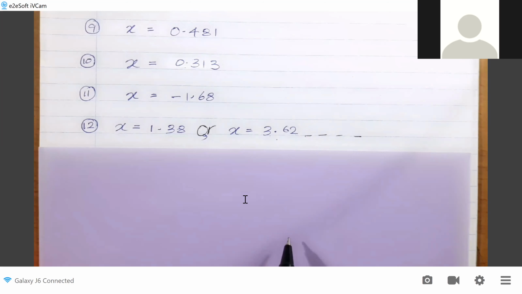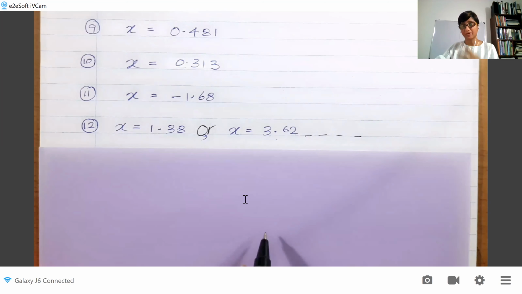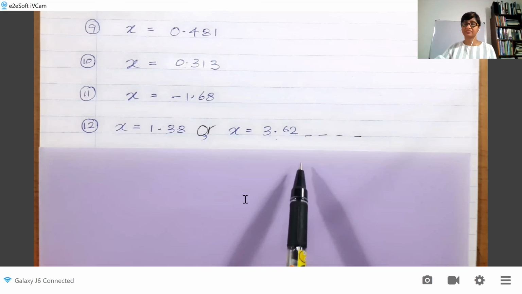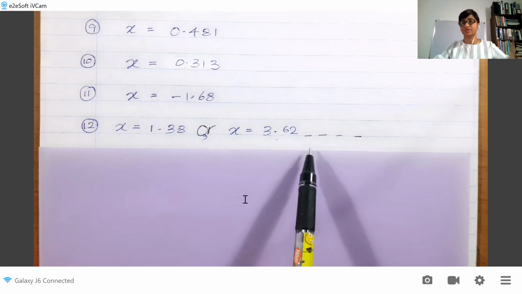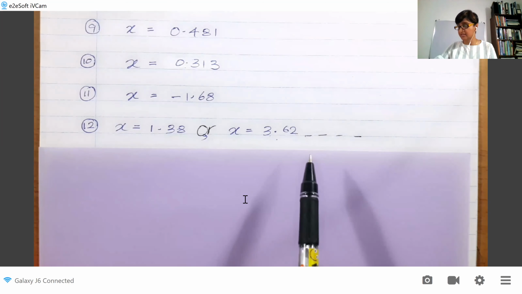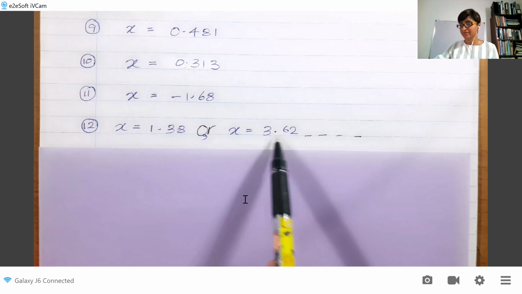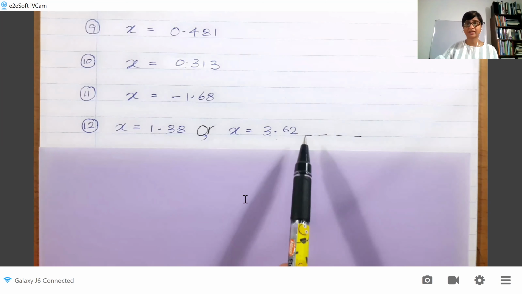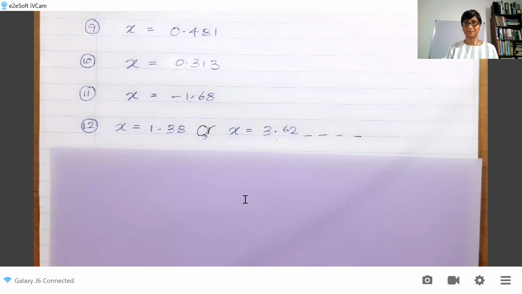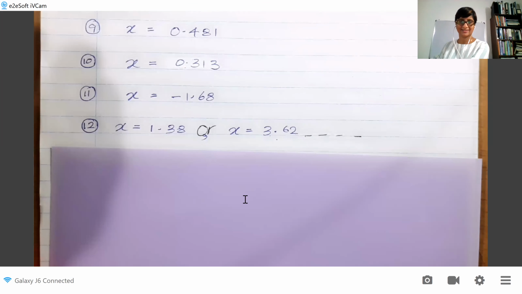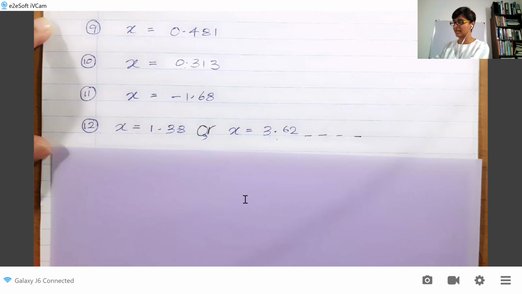Yeah, it was 3.618, right? That's why, when you check back, you give the answer to 3 significant figures, because they want you to give 3 significant figures. The accurate answer is whatever accurate answer you get. If you check with that, it will correctly balance. Okay. I hope that is clear.